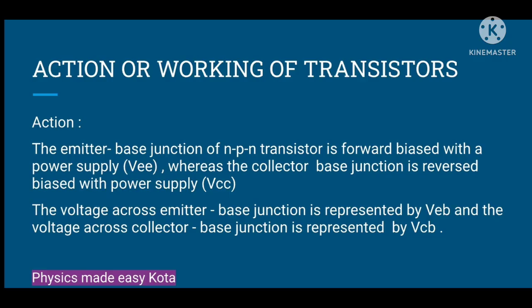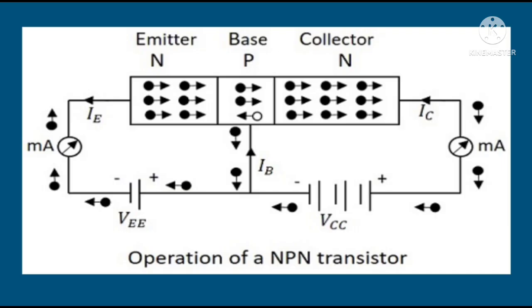Now we are going to understand the action or the working of the transistors. The first one is the action of the NPN transistor. For this, the emitter base junction is forward biased and attached to a power supply, whereas the collector base junction is reverse biased and is also connected to a power supply. To make a difference, let the power supply applied to the emitter base junction be denoted by VEE, and the power supply for the collector base junction be VCC. The voltage across the emitter base junction is represented by VEB, and the voltage across the collector base junction is represented by VCB. So this is an NPN transistor.